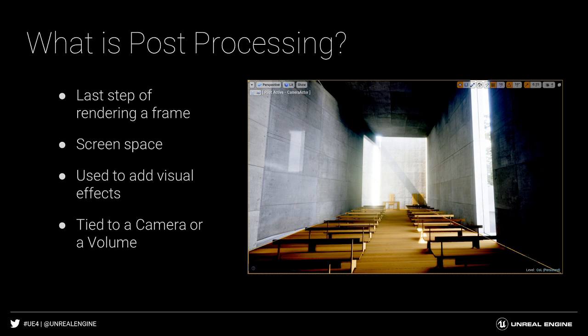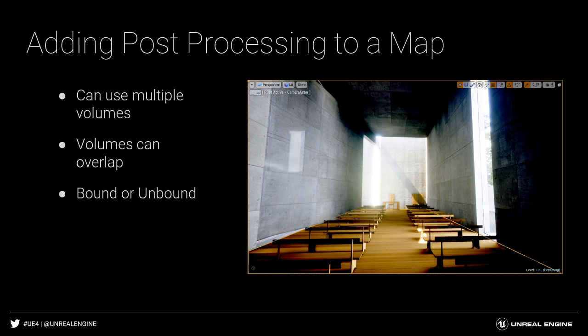Post-processing is tied to either a camera or a volume, and in some cases it's best to work with a camera. Now, when working with a post-process volume, you can add multiple volumes to your scene, and each volume can have its own settings. Volumes can overlap one another. You can set the priorities of the volumes so that depending on which volume you are inside, the volume with the highest priority will take precedence. Volumes can also be bound or unbound. A bound volume requires the viewer to walk into it in order for the post-process effects to occur, while an unbound volume allows those post-process effects to occur at all times, whether the viewer is inside the volume or not.